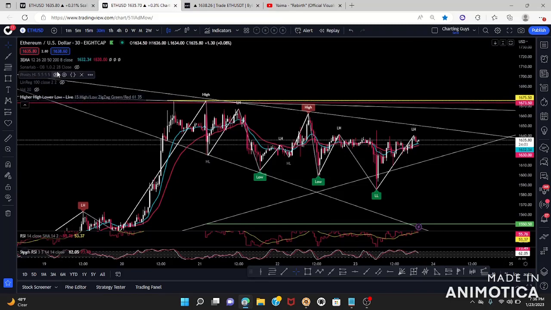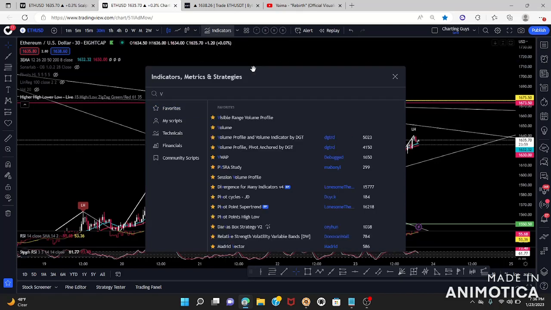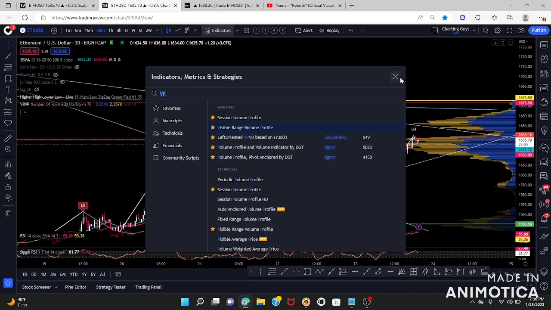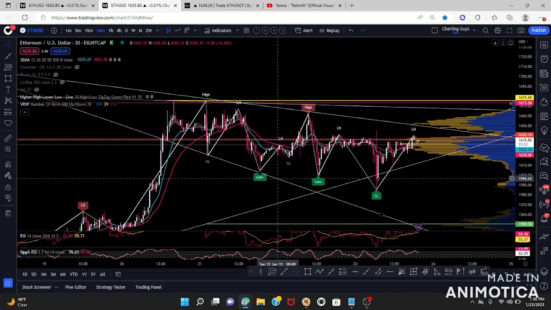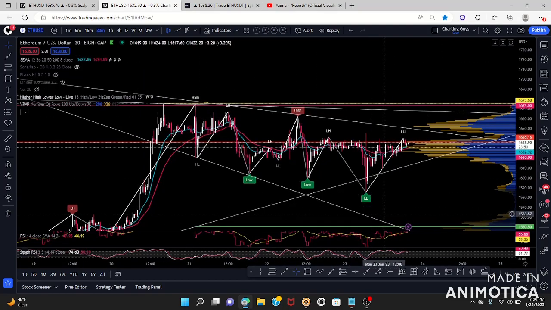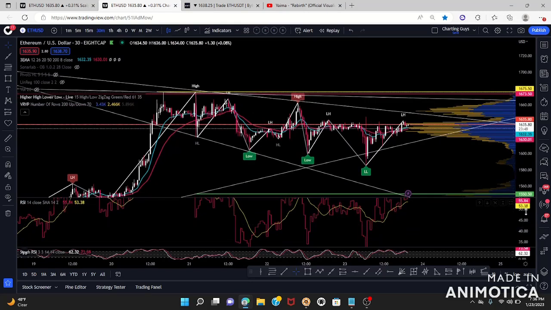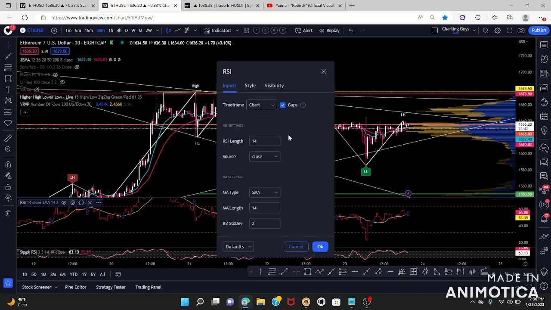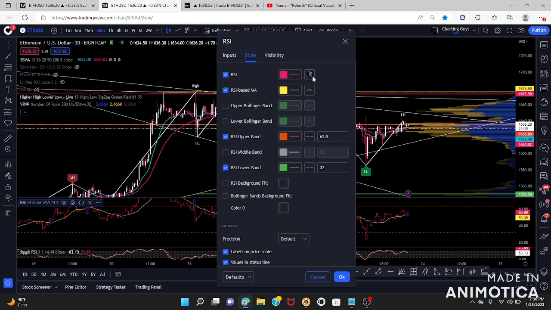If you're a scalper, I don't have it here. You can always use the VRVP and your RSI. Oh, I did change the settings in RSI too. Those are my settings for the RSI. It is the stepping pattern and it's 63.5 and 32 if you want to copy my RSI.